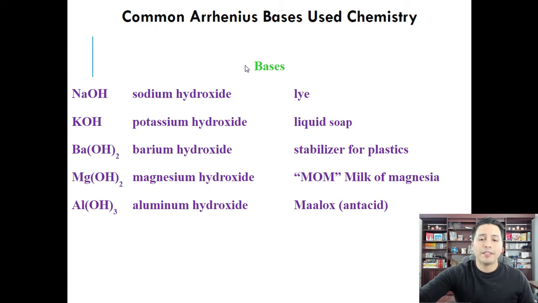Now in chemistry, we as teachers love to throw in not the chemical name, but the more generic name, how you'll see them in everyday life. Another way of saying sodium hydroxide is lye. Another way of saying potassium hydroxide is liquid soap. So make sure that you familiarize yourself with these. You're probably going to be asked one question over this.